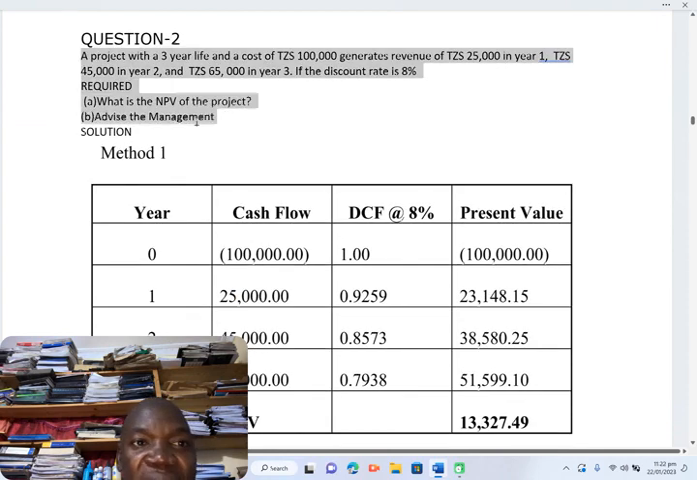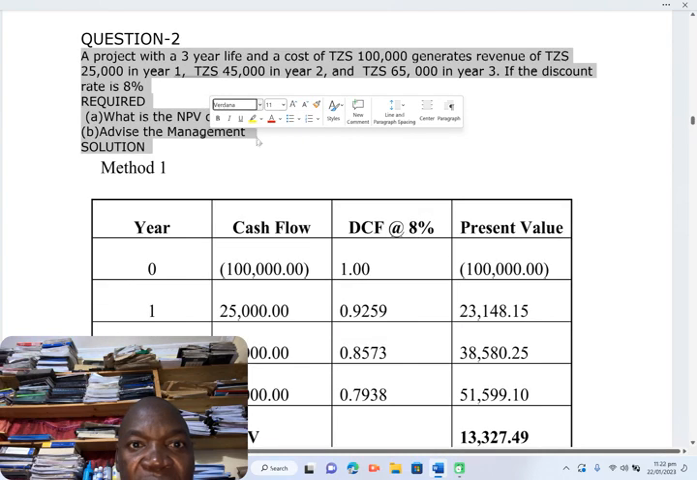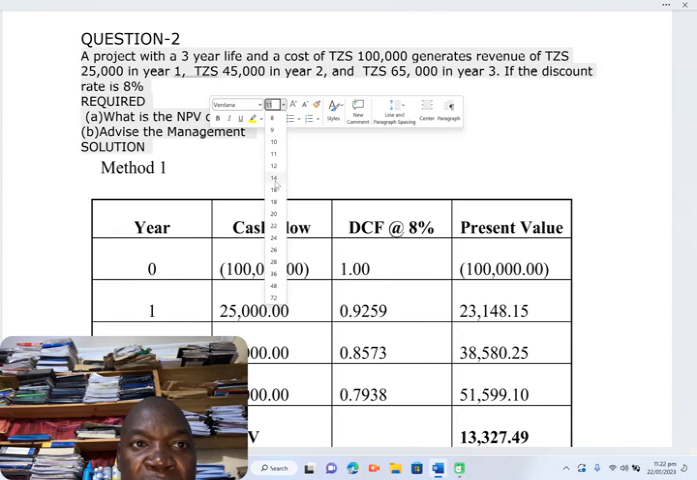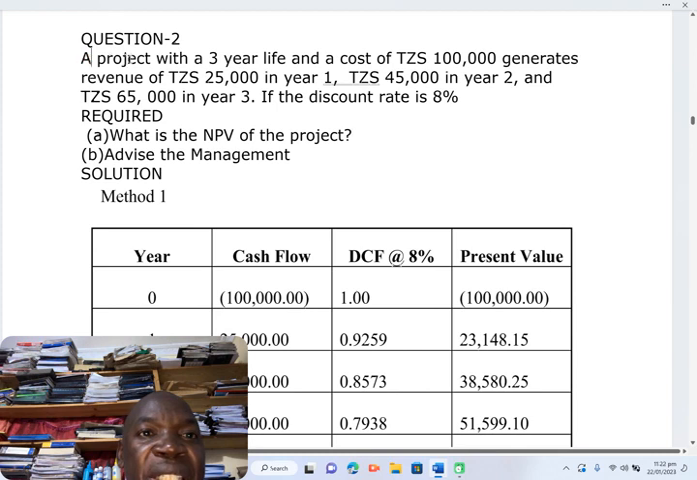Now we have this project here, and how does it work? It says a project with a 3-year life and a cost of 100 generates revenue of 25 shillings in year 1, 45 shillings in year 2, and 65 shillings in year 3. The discounting rate is 8%. Now, what is the NPV?